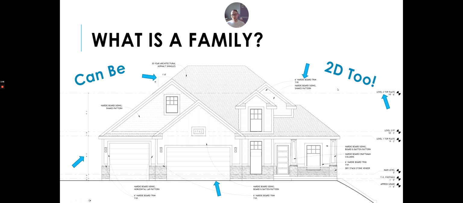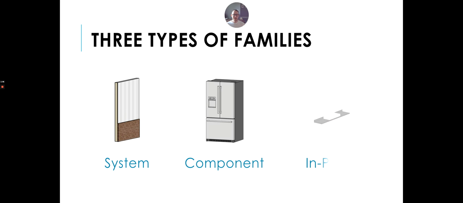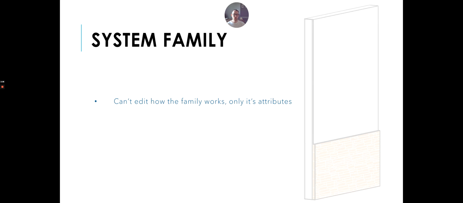So now that you know what a family is, let's talk more about the types of families. There are 3 types of families in Revit. There's what's called a system family. There's a component family, or sometimes they call these loadable families. I've seen it both ways. You should probably know it as both component family or loadable family. And then what's called an in-place family. So let's dive into what each one means.